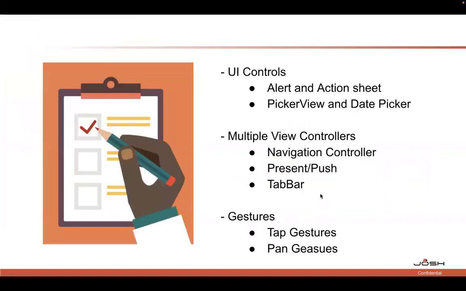So in this training, we'll go through a few more UI controls, which are alert controller, action sheet, then picker. So picker is picker view and another one is date picker. We'll see the difference between both, and then we'll move to managing multiple view controllers. In that, what is the navigation controller and how the present and push controllers on that navigation controller are handled, and what is tab bar, so why we use tab bar. These things will be covered in this session.